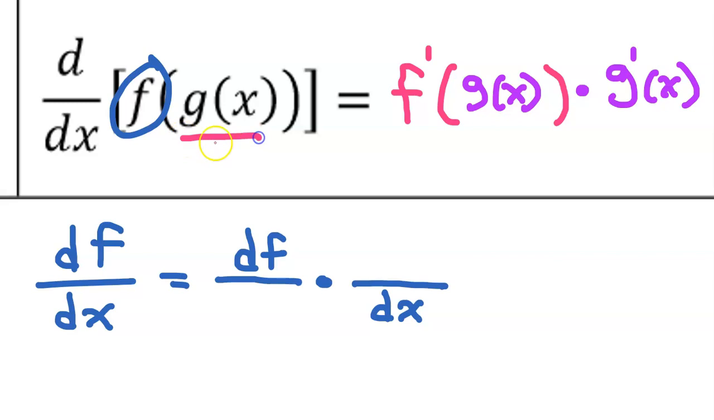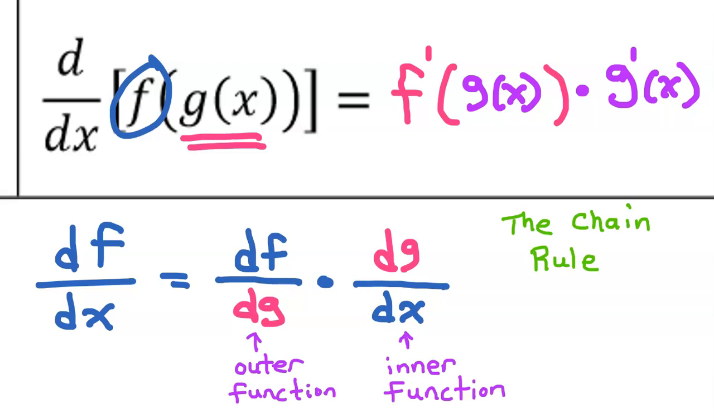But in this case, we're going to use the inner function. So this becomes df dg times dg dx. Now, if you think about it, you can see why this is the same as what we had here. Because we're saying that the overall derivative of df dx is the derivative of the outer function, which is the derivative of f with respect to g, and that's what you see right here, times the derivative of the inner function, the derivative of g with respect to x.